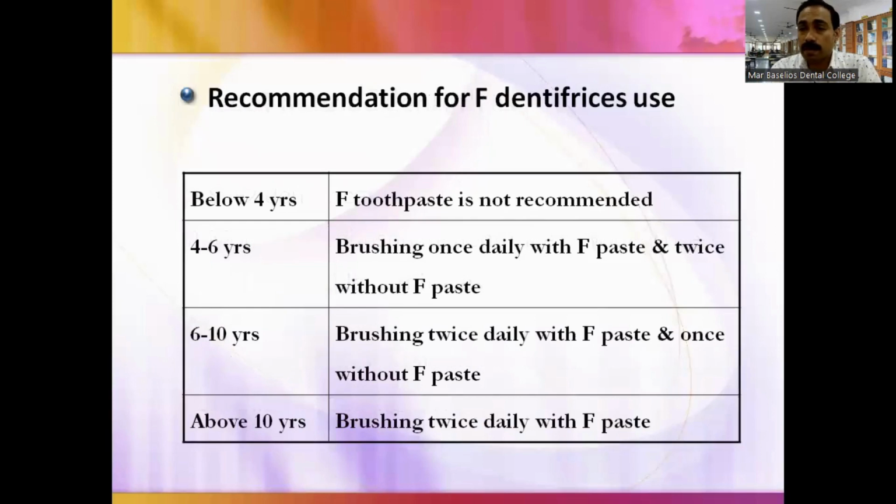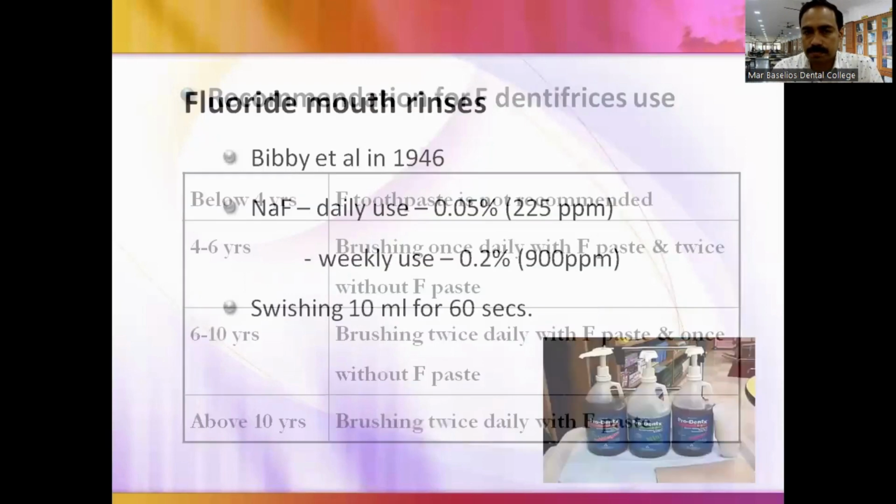And the recommendation for fluoride dentifrice use is that below 4 years, fluoride toothpaste is not recommended at all. At 4 to 6 years, you brush with fluoride paste only once and twice without fluoride paste. Whereas at 6 to 10 years, you brush twice with fluoride and once without fluoride paste. And above 10 years, brush twice daily with fluoride paste. So it's not recommended below 4 years, and from 4 to 10 years usage is increased: initially only once, and after that it can be brushed twice daily.